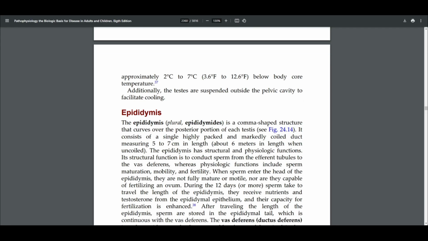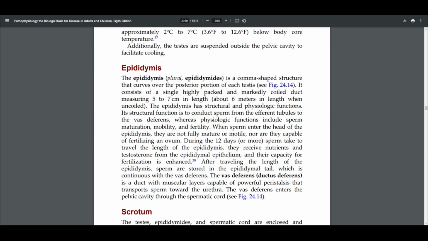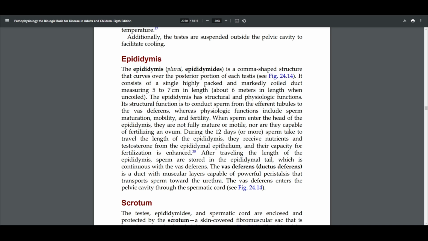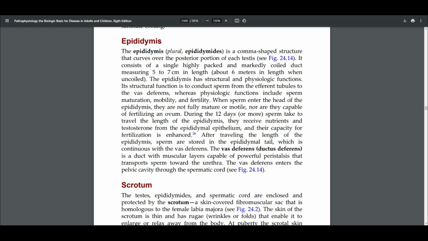The epididymis is a comma-shaped structure that curves over the posterior portion of each testis. It consists of a single, highly packed and markedly coiled duct, measuring 5 to 7 centimeters in length. The epididymis has structural and physiologic functions. Its structural function is to conduct sperm from the efferent tubules to the vas deferens, whereas physiologic functions include sperm maturation, motility, and fertility. When sperm enter the head of the epididymis, they are not fully mature or motile, nor are they capable of fertilizing an ovum.